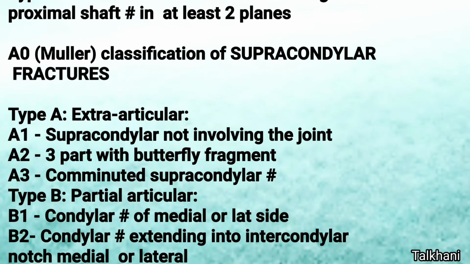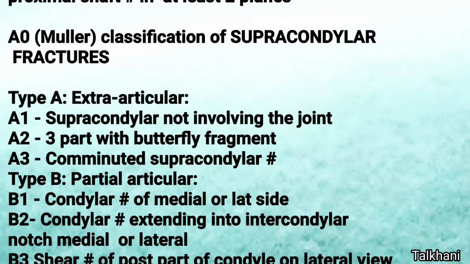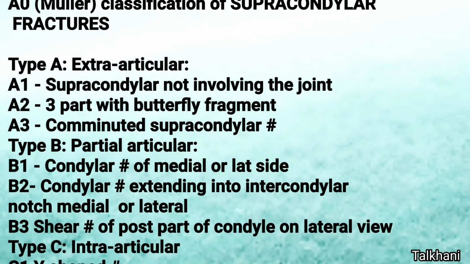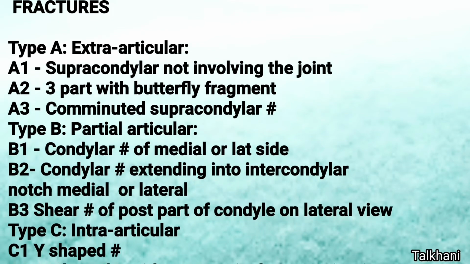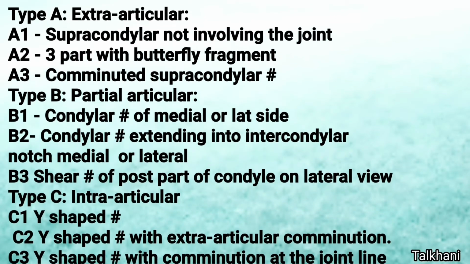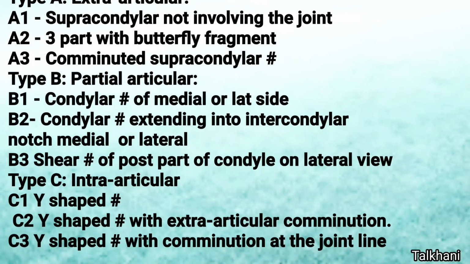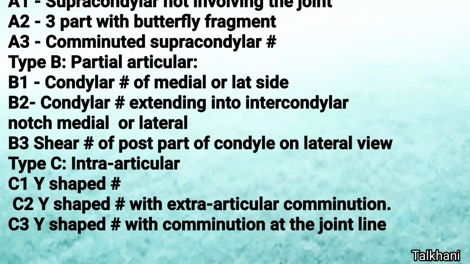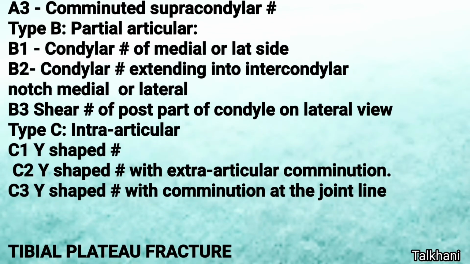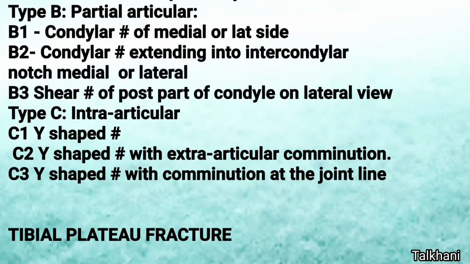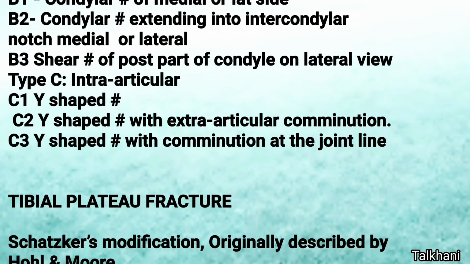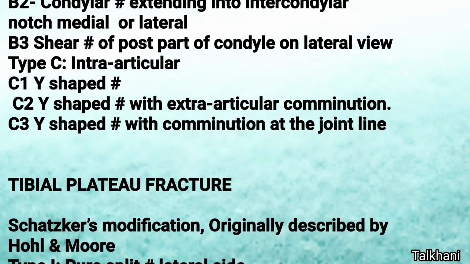B1, condylar fracture of the medial or lateral side. B2, condylar fracture extending into the intercondylar notch, medial or lateral. B3, shear fracture of posterior part of the condyle on lateral view. Type C, intra-articular fracture. C1, Y-shaped fracture. C2, Y-shaped fracture with extra-articular comminution. C3, Y-shaped fracture with comminution at the joint line.